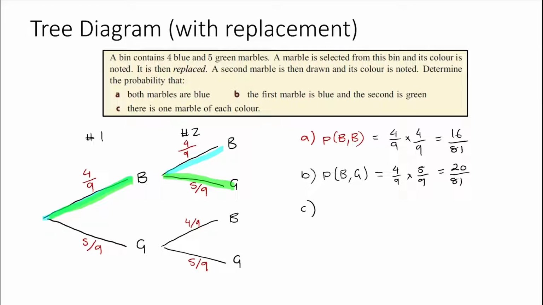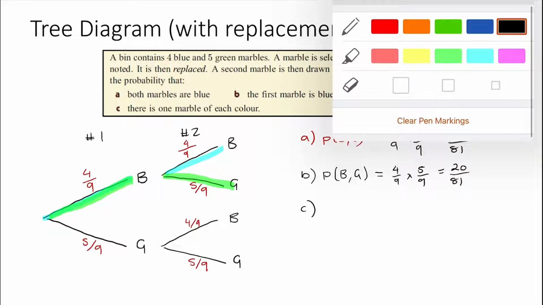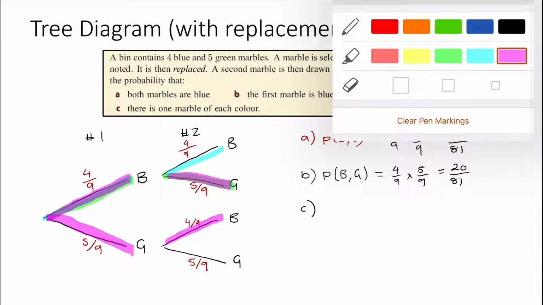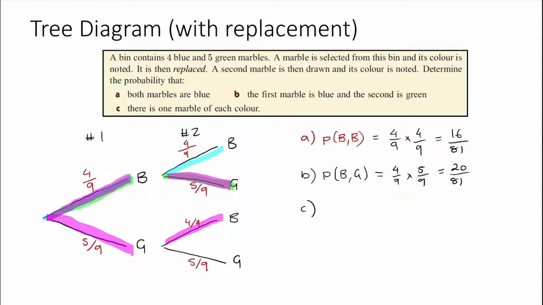The last question, there is 1 marble of each colour. So if we want 1 of each, we could have a blue and a green, or we could have a green and then a blue. So this branch here that we just calculated is 1 of each colour, but we're also looking at drawing a green and then a blue marble. We know that the probability of getting a blue and a green was 20 on 81 because we multiplied 4 over 9 times 5 over 9. Here, to calculate this pathway, we're multiplying 5 over 9 by 4 over 9, so we're going to get the same. The probability of that happening is also 20 on 81.